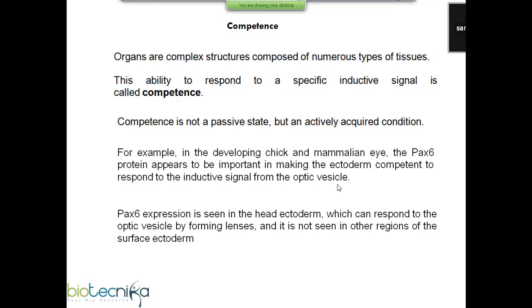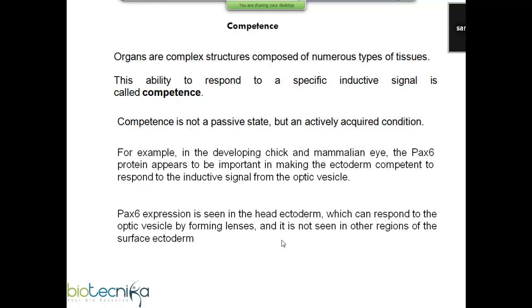Got it? If you mutate that signal, what will happen? There will not be any production of your eyes or any ears, no sensory organ. If you mutate PAX6, there will not be any ear or eyes. And this PAX6 expression is seen only in the head ectoderm, which can respond to the optic vesicle by forming the lens, which is not seen in any other region of the surface ectoderm. So it is present only in that particular region. If PAX6 is mutated, that person is not going to have any ear or vision, or he cannot hear. So got it?